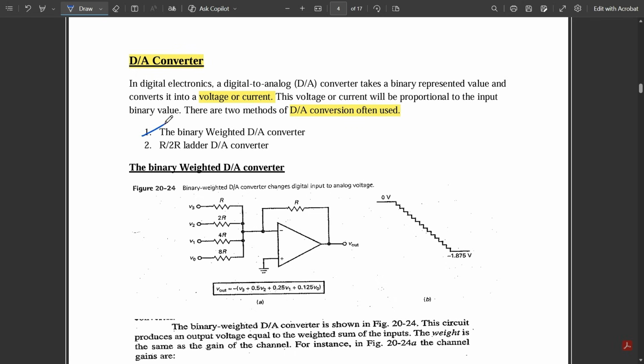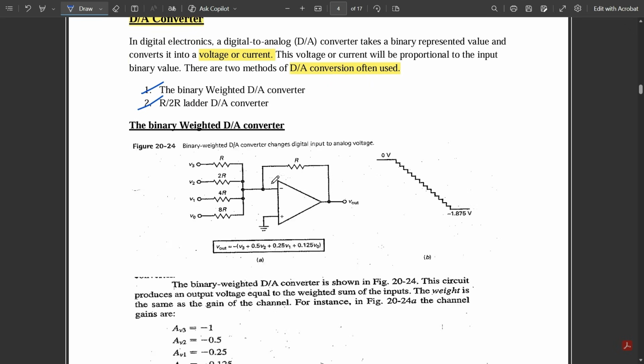The first method is called the binary weighted D to A converter, and the second is the R/2R ladder D to A converter. So what do we mean by these two converters, and how is the relation obtained? First is the binary weighted D to A converter. This is done by splitting all the inputs in terms of bits. The name itself suggests it is a digital to analog converter, right? So initially we give the digital inputs, and those digital inputs are converted into analog at the output side.